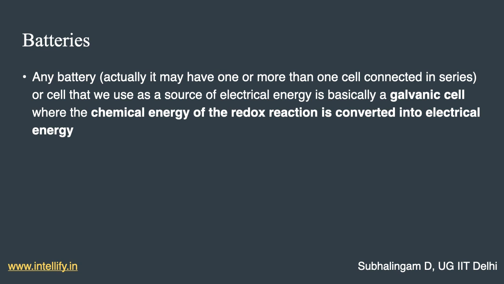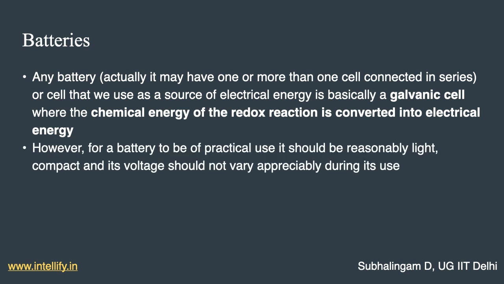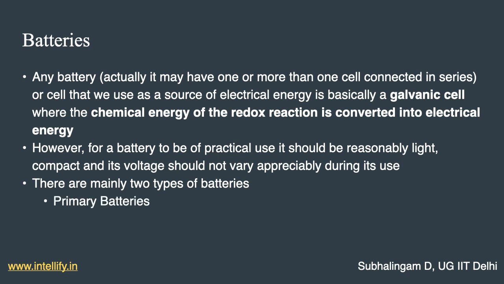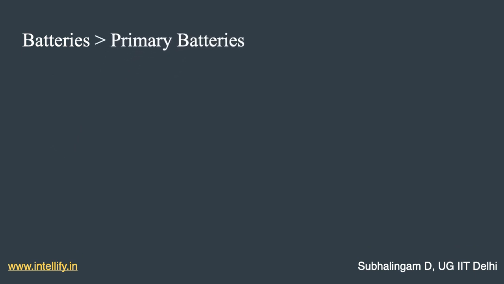Any battery or cell that we use as a source of electrical energy is basically a galvanic cell where the chemical energy of the redox reaction is converted into electrical energy. However, for a battery to be of practical use, it should be reasonably light, compact, and its voltage should not vary appreciably during its use. There are mainly two types of batteries: primary batteries and secondary batteries. So let's look at primary batteries first.